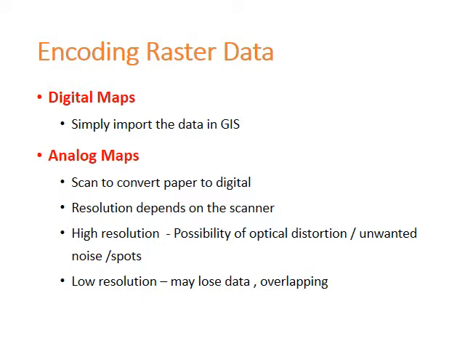The image is going to have a high resolution based on the optical device, the optical scanner, and the image that you produce is a high resolution image. Then there is a possibility of optical distortion, or there may be some unwanted noises or spots that become unwanted information in your map. The accuracy of the analysis can be disturbed here. And if the scanned image gives you a low resolution image, then you would have lost some of the data, or in some places there may be overlapping.